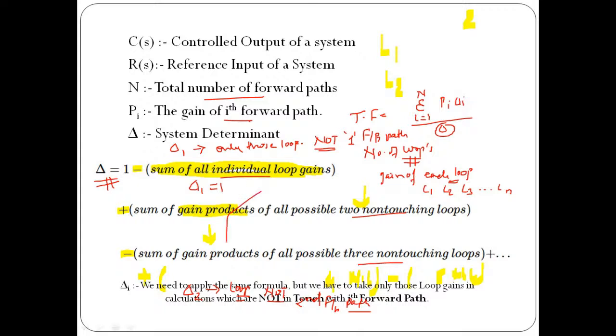So the same thing is mentioned over here. We need to apply the same formula. While calculating the value of delta i, again we need to apply the same formula, but we have to take only those loop gains in calculations.